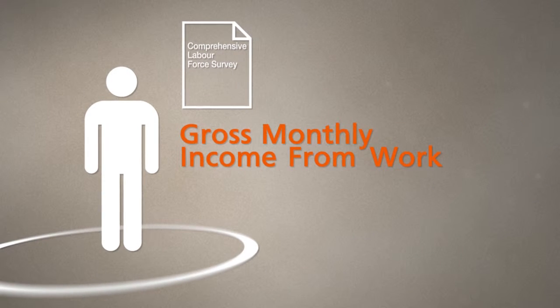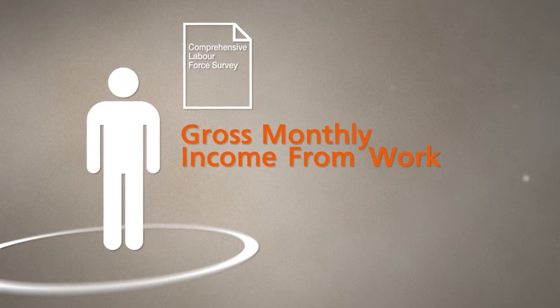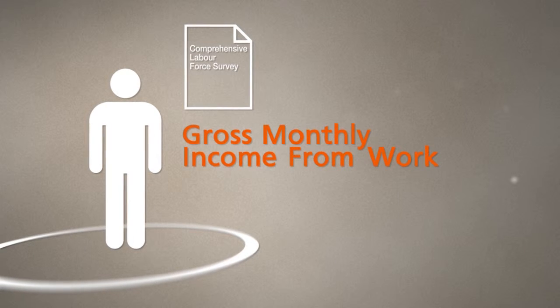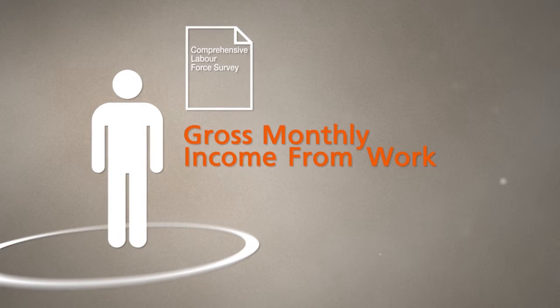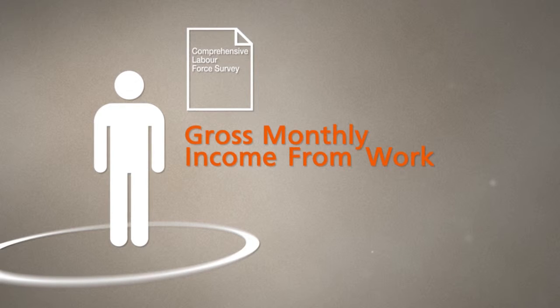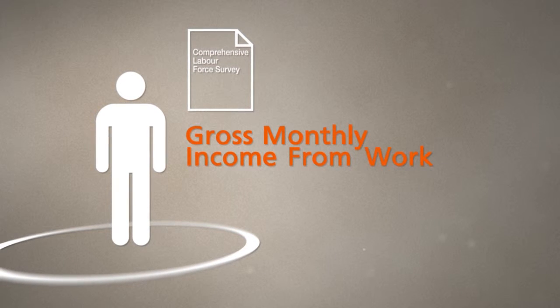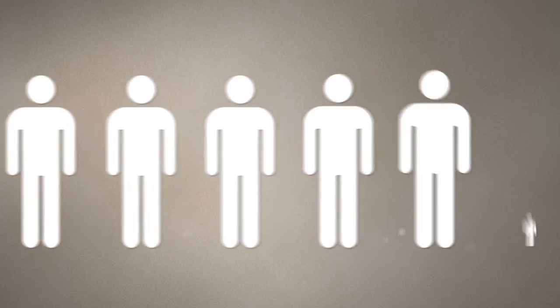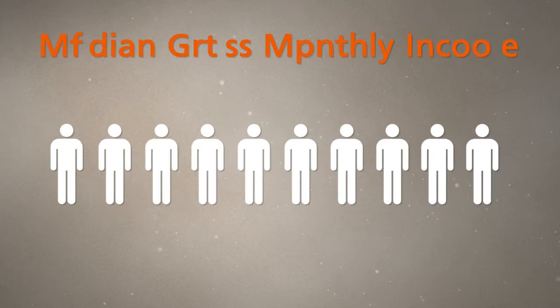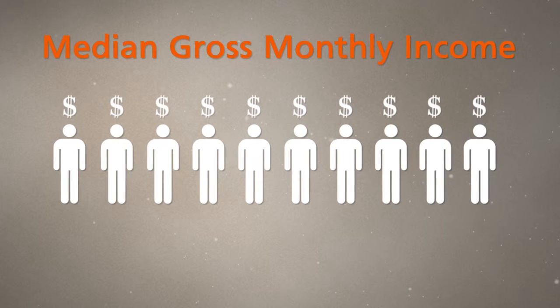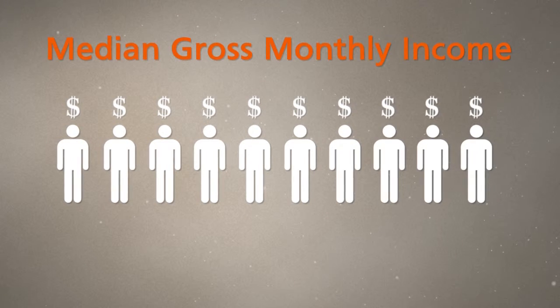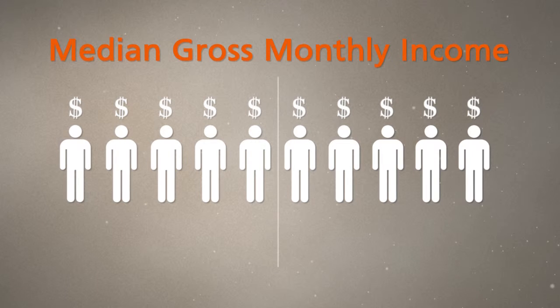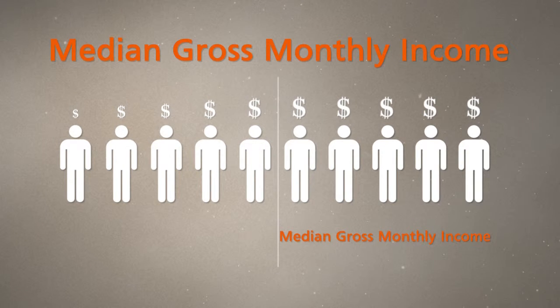We rely on gross monthly income from work for data on income earned from employment. This is the widest measure of income from work, covering both employees and the self-employed. The median gross monthly income gives us an idea of the income of a typical worker. This refers to the income level at the middle of the income distribution, which divides the bottom half of the income earners from the upper half.